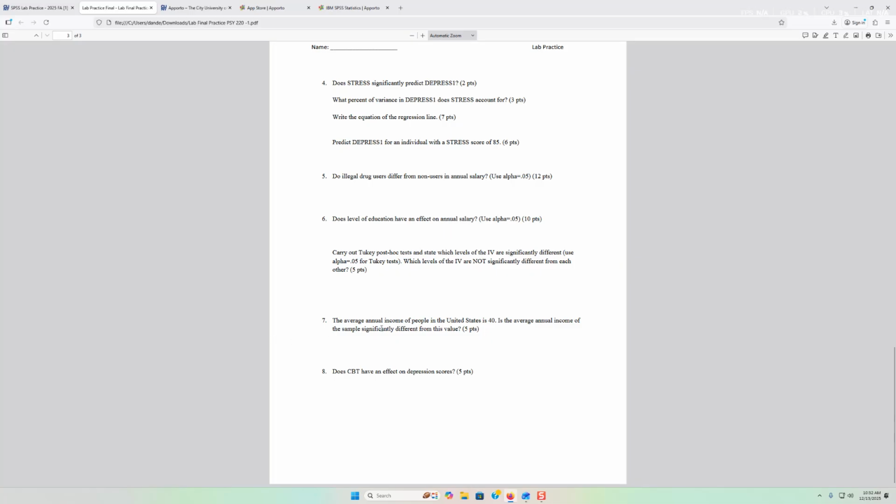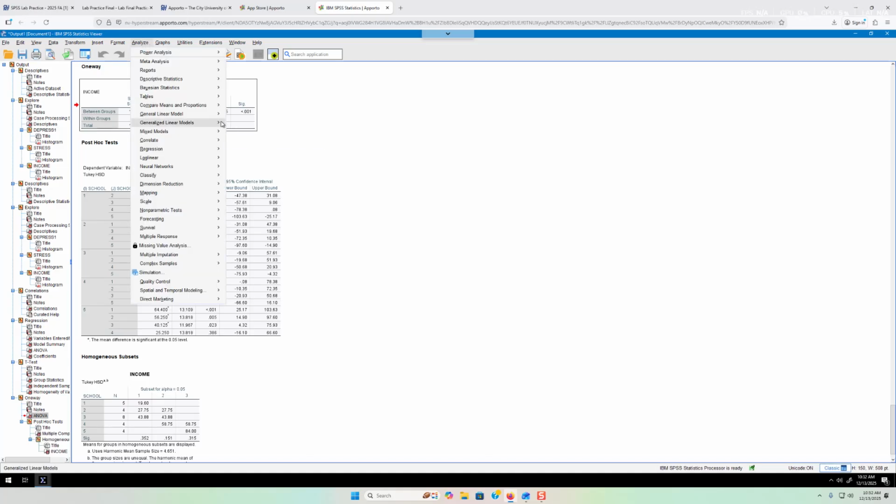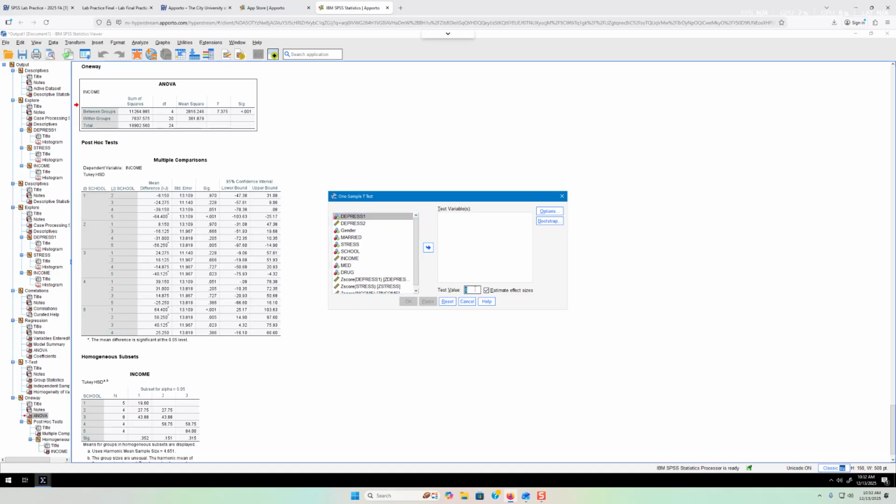Number 7. We're comparing the sample income to the average annual income of people in the U.S. at 40,000. So since we're comparing a sample mean to a population mean, we are doing a one sample t-test. So analyze, compare means, one sample t-test. We're comparing sample income to 40. We don't need effect size. Hit OK.